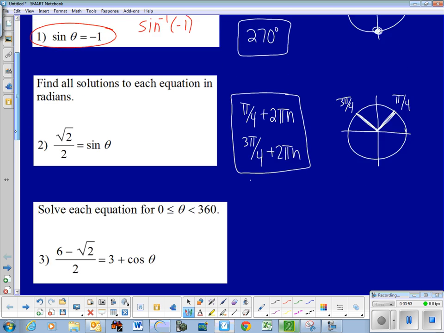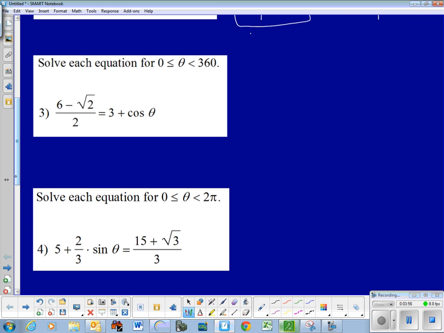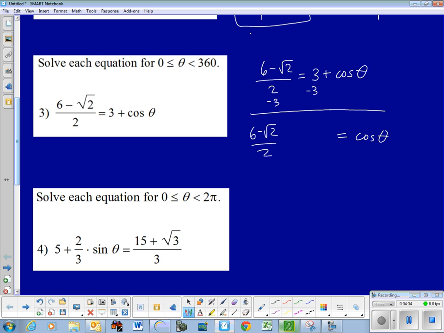So let's add a little bit of depth to these. This couple, we've got to do some steps. In the first two, the trig function was already isolated. In this one, we're going to have to isolate it ourselves. We're going to have to get this cosine alone on our own. So we start by recopying the question, and that's going to involve subtracting 3 from both sides. On my right side is cosine. On my left side, instead of writing it top to bottom, I'm going to write it like 6 minus the square root of 2, over 2, minus 3.